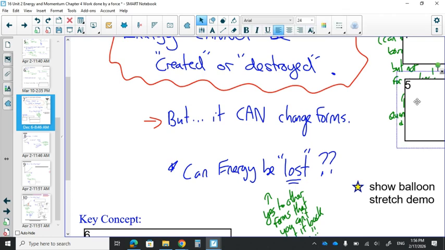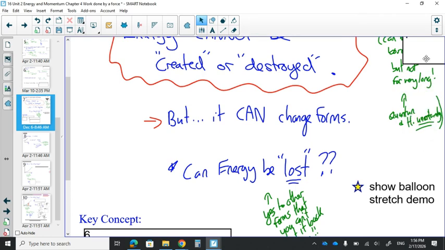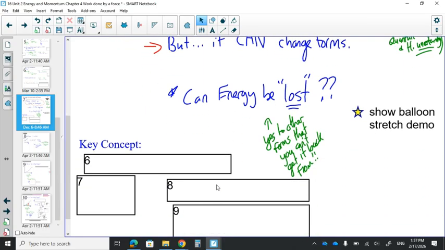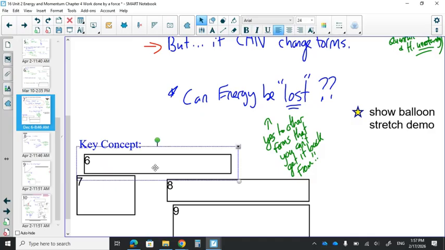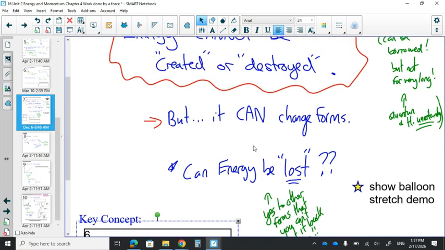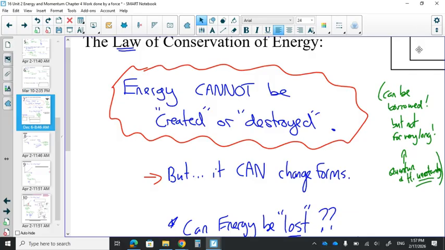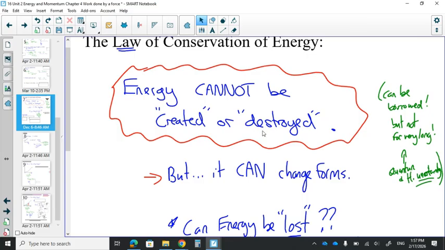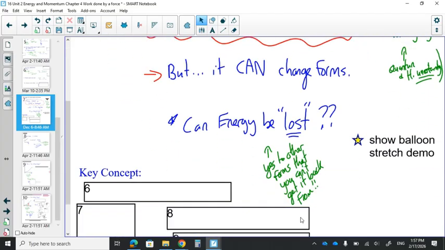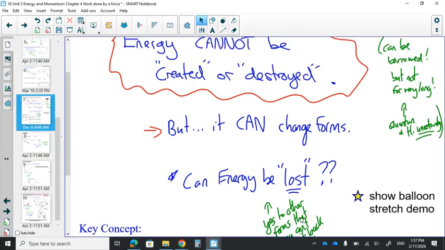And I didn't do the balloon stretch video yet, but I will do that and just link it somewhere. Anyway, so yeah, the energy can go to the surroundings. This part on the side here is for later in physics, but energy can't be destroyed. It can change different forms. It can seem like it's lost because it goes to the surroundings. You don't really see it anymore, but it still exists. That heat motion, that thermal energy is still out there somewhere.